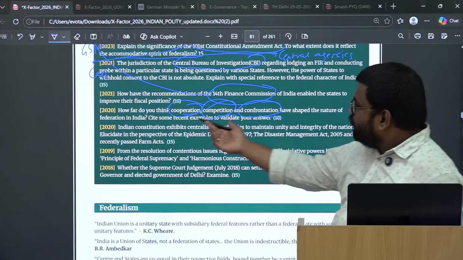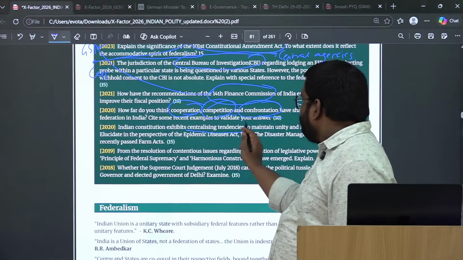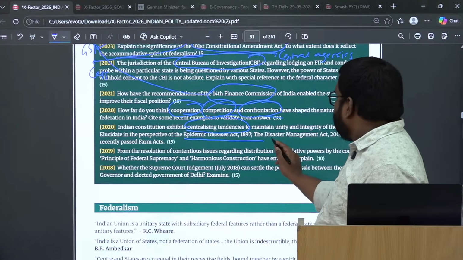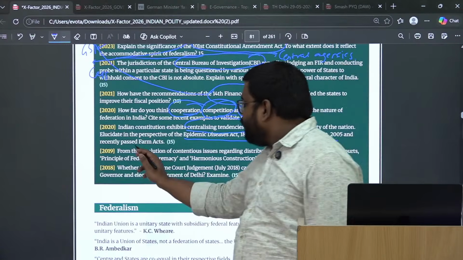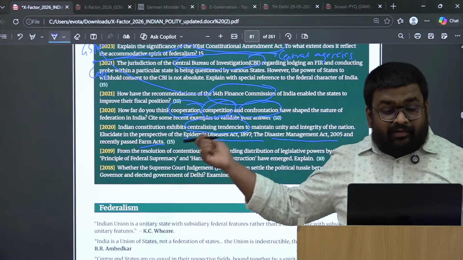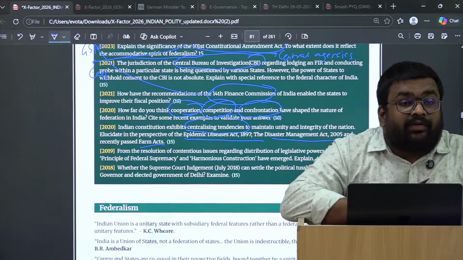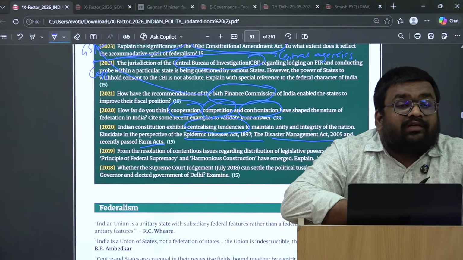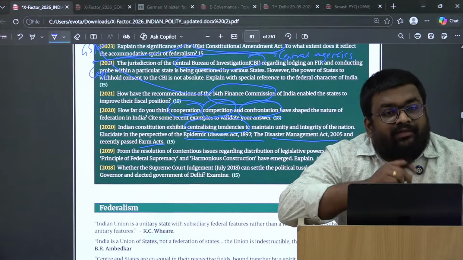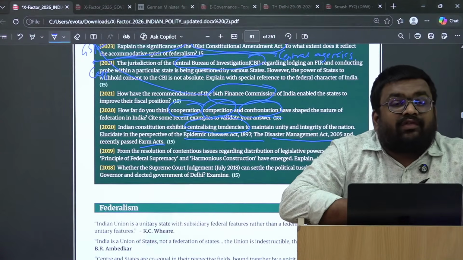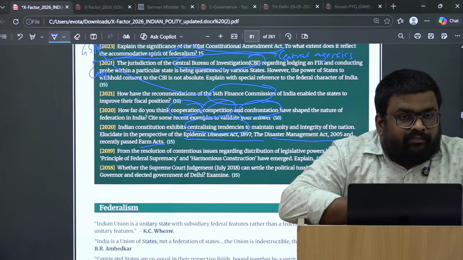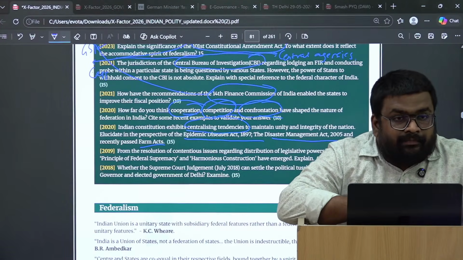Then constitution exhibit centralizing tendencies. Discuss from the perspective of Epidemic Diseases Act, Disaster Management Act and Farm Acts. So इसके बेसिस पे आपको समझ आ गया. They can ask you with respect to the center state relations और legislative relations. तो बस देखो कोई नया एक्ट आया है क्या which is impacting the powers of the state governments. So you need to cover that act also.